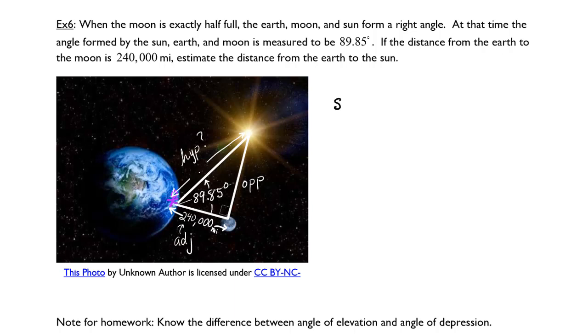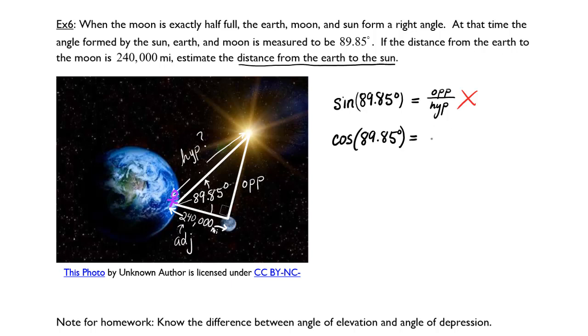If we want to find the distance from the Earth to the sun, we're trying to find the hypotenuse. That means that sine of 89.85 degrees equals opposite over hypotenuse. That won't help because we don't know opposite and we don't know hypotenuse. So this one is not going to work. Cosine of 89.85 degrees is going to equal adjacent over hypotenuse. And I think this one will work because we have an adjacent and we're looking for hypotenuse. So we're going to go with that one.